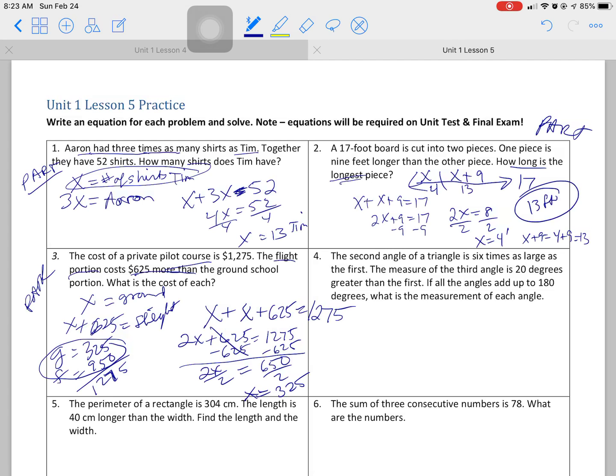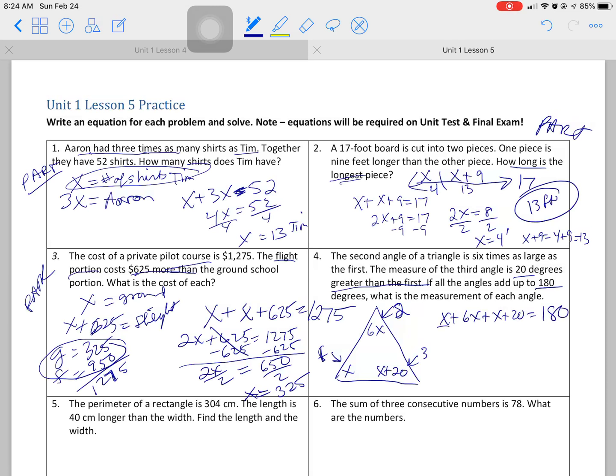All right. The next one says we have a triangle. And the second angle is 6 times as large as the first. So the first is X, the second is 6X, and the third is 20 degrees greater than the first. 20 degrees more or greater than the first. All right, and together they add up to 180. So x plus 6x plus x plus 20 equals 180.